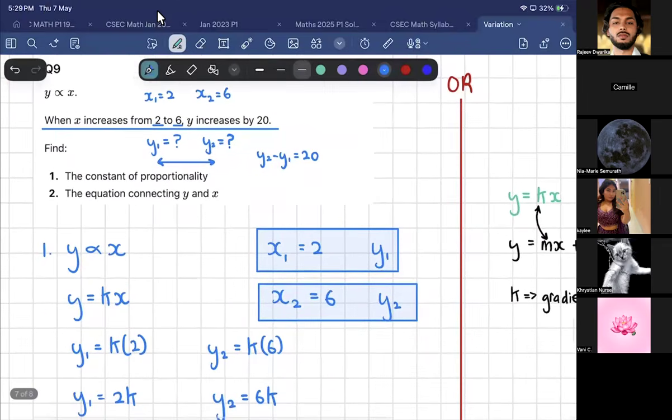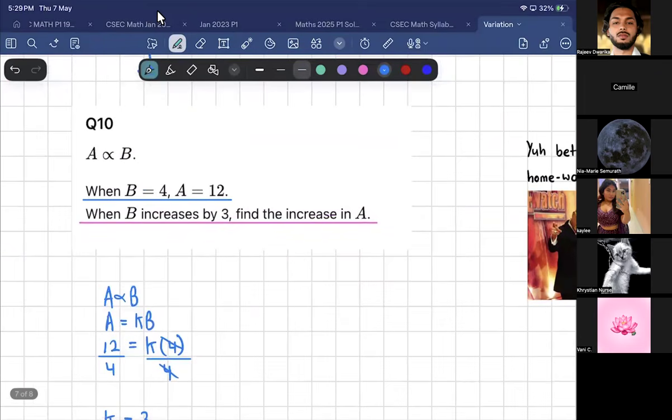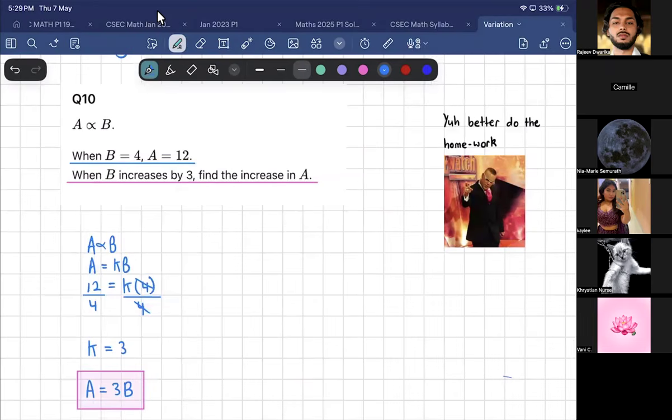Something to keep in mind: this "increase by" does not mean to multiply. If I tell you the amount of money I'm working for increased by $1,000, what do you think that would mean? Just add 1,000, right? So if I increase B by 3, what do you think the new value for B would be? It will be 4 plus 3. Exactly. So B would be what? 7. So B would be equal to 7.